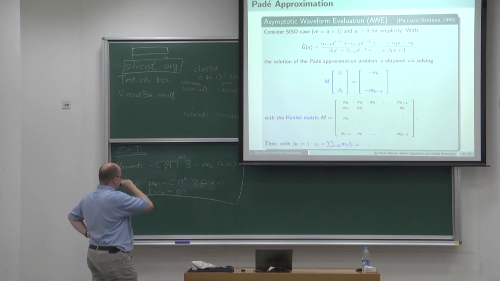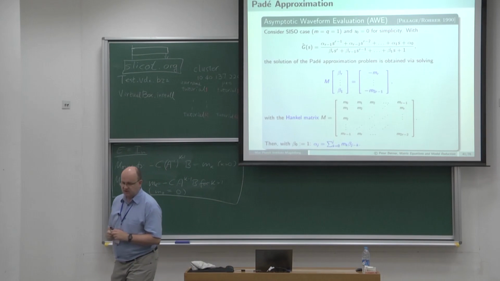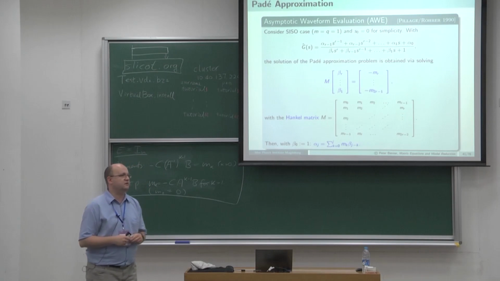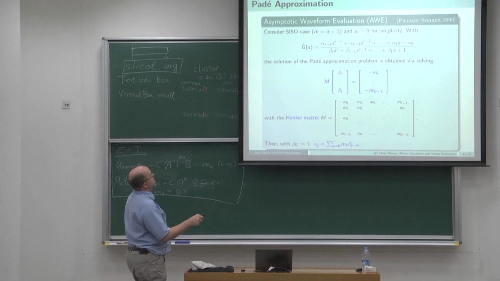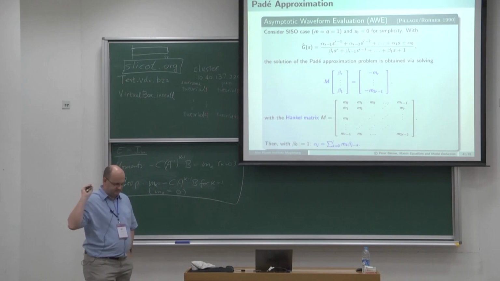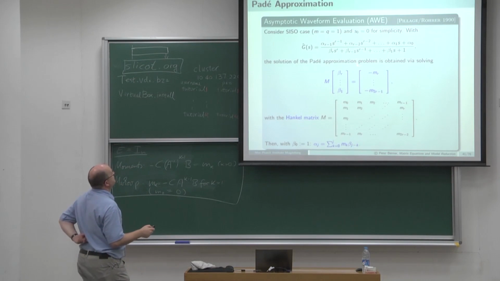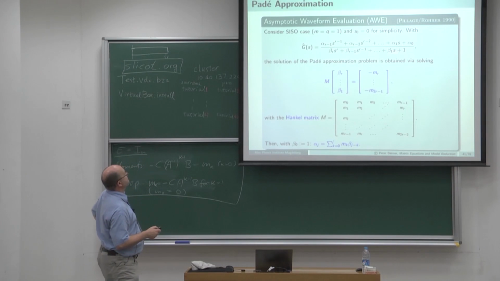Okay, so how can we solve the problem? And this is just a little bit of history. Please don't do that. Only if you have a system of order 3 that you want to reduce to order 2, you can do it. But it was the first suggestion by Pillage and Rohrer in 1990. There are certainly much older solutions to the Padé approximation problem. But this was where the model reduction in microelectronics got started.